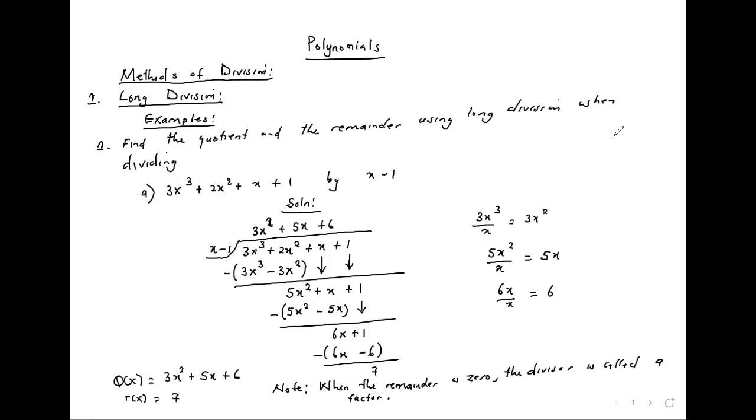Sir, before we proceed, I want to understand the note you have noted here to say when the remainder is 0, the divisor is called a factor. What does it mean? If you divide 8 by 2, we get 4 remainder 0, is it? Meaning that 8 is divisible by 2. So 2 is a factor of 8. Yes, sir. Right. That's the meaning of that factor.